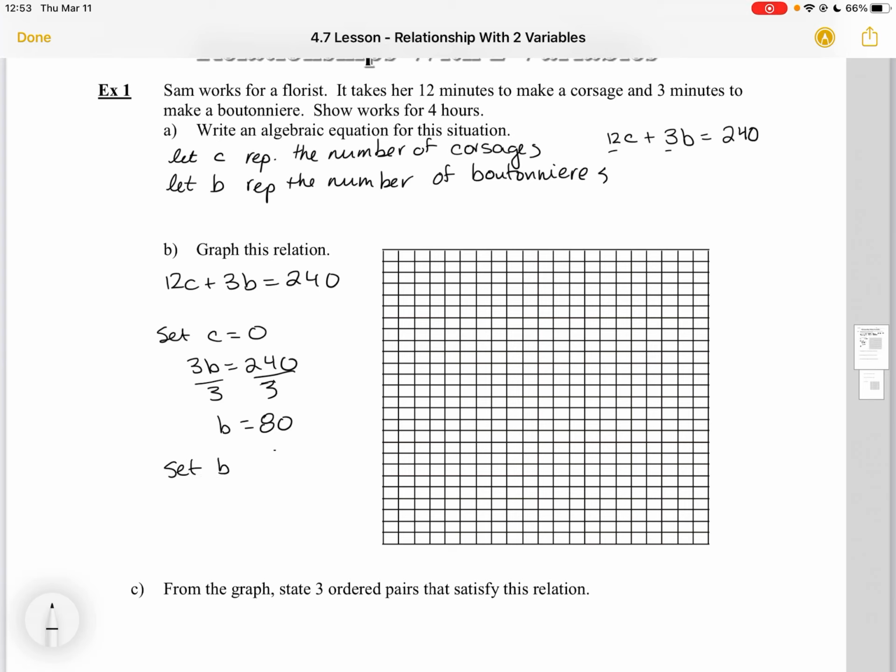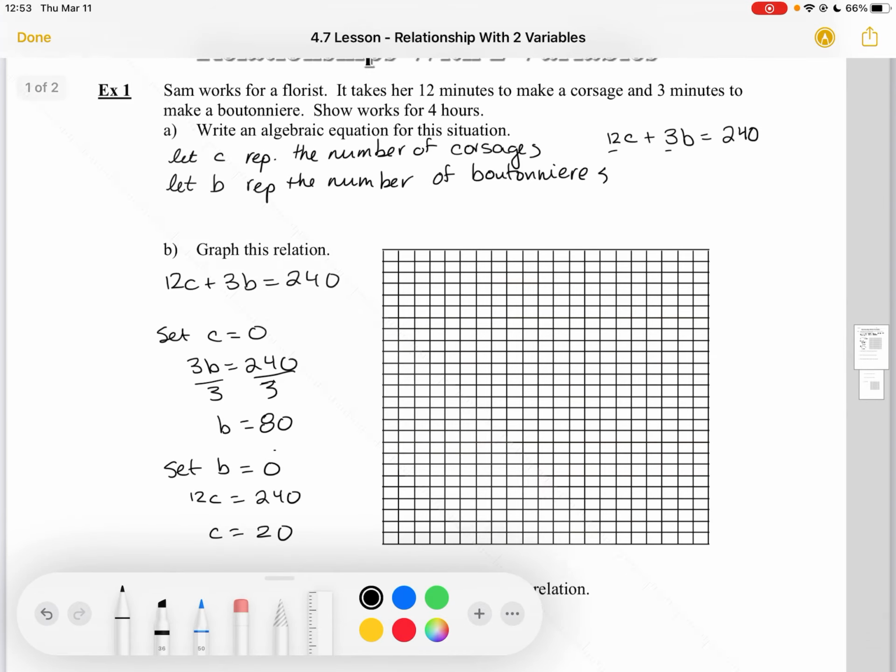My other point I can find is the other intercept. So I'm going to set B equal to 0 and solve for C. And that's going to give me 20 corsages. So now I've got 2 points to plot on my graph, and now I need to label my axes. So let's start with that.